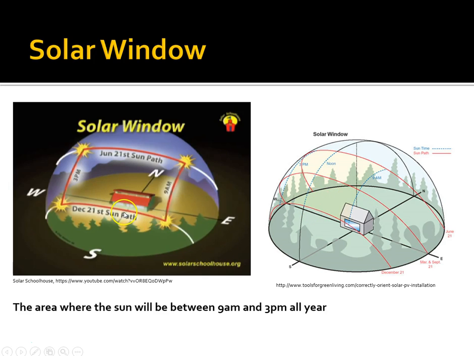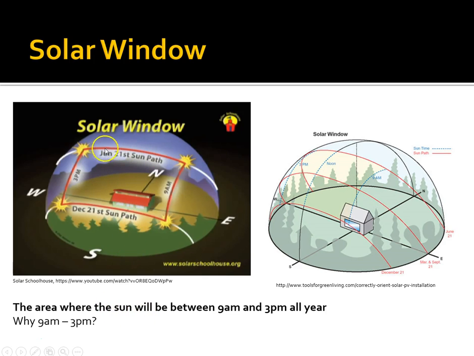Okay, so the sun will always be north of this line, so to speak, or above this line, and below this line. And so the solar window is all of that, where the sun's going to be between 9 a.m. and 3 p.m. So if you're at this location, the sun's going to rise in the east and set toward the west. So this is where the sun will be at 9 a.m. on December 21st. Here's where it will be at 3 p.m. on December 21st. Here's where it will be at 9 a.m. on June 21st and 3 p.m. on June 21st, right?